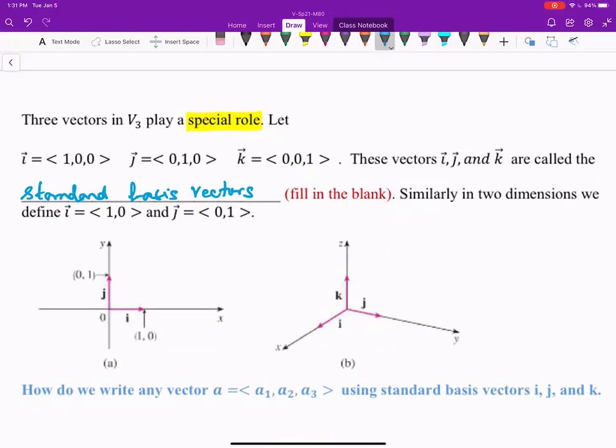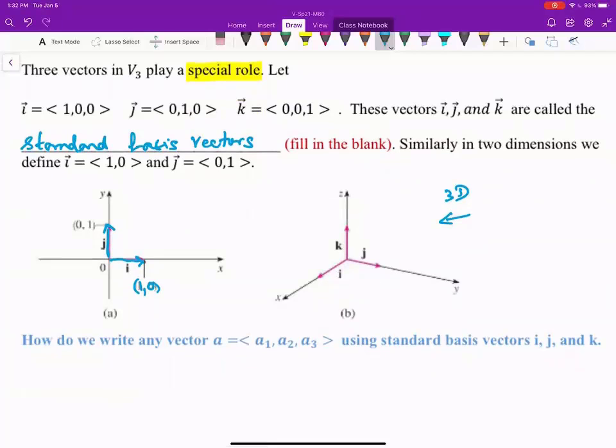If you look at this picture, I has coordinates 1, 0. If you represent this as a vector, it becomes the I vector. Similarly, the J vector is this vector, which is 0, 1, the endpoint coordinates. But if you start from 0 and end at that point 0, 1, then it becomes a vector, which is the J vector. Similarly, I, J, K vectors are shown in this figure for three dimensions.